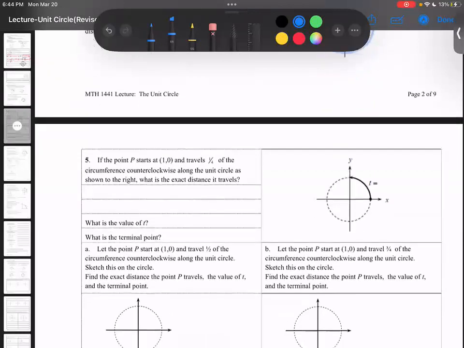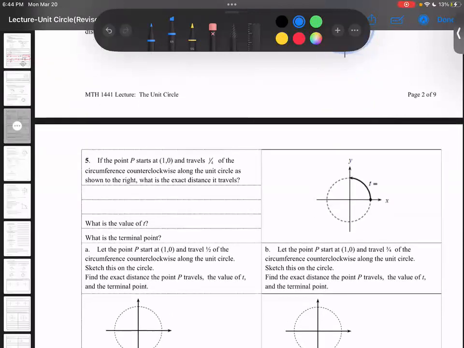So let's take a look at number 5. If P starts at (1, 0), so we start at (1, 0) right here, and travel a quarter of a circumference clockwise, just a quarter, so we end up right here. What is the exact distance traveled? Well, that will be 90 degrees or pi half. So t equals pi half. The distance is pi half, so the value of t is also pi half.